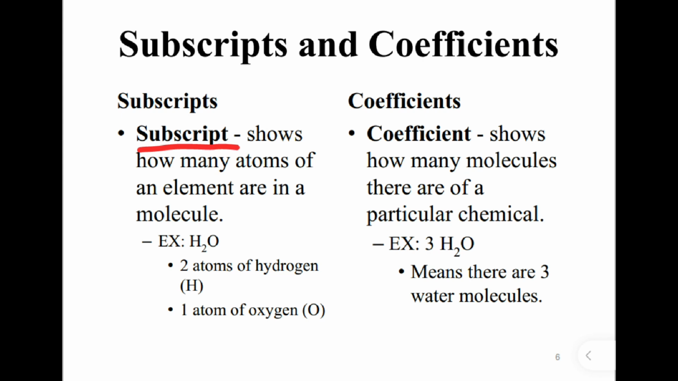Subscripts show how many atoms of an element are in a molecule. ስለዚህ በአንድ ሞለኪል ውስጥ ምን ያህል የአንድ ኤሌመንት አቶሞች እንዳሉ የሚያሳይ ማለት ነው። For example, in water there are 2 atoms of hydrogen and 1 atom of oxygen.